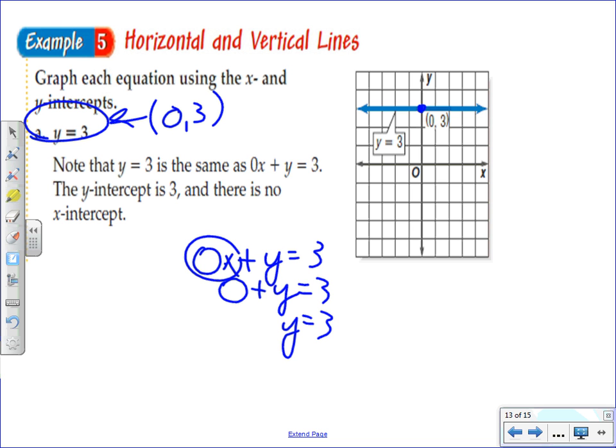y we know equals 3 will always be 3. So it'll be 3 here, it'll be 3 here. It never crosses the x-axis. It's a horizontal line.